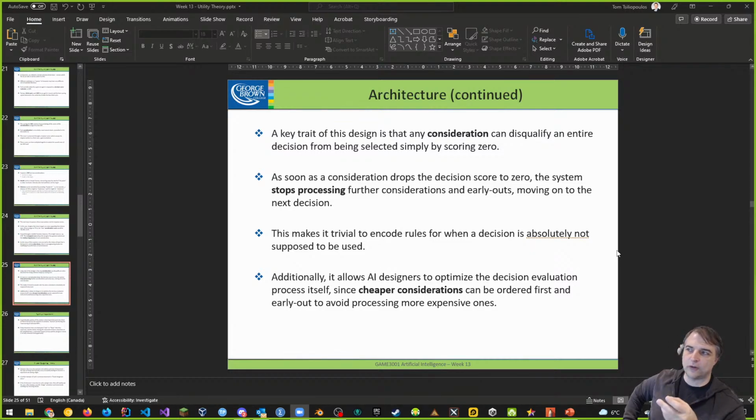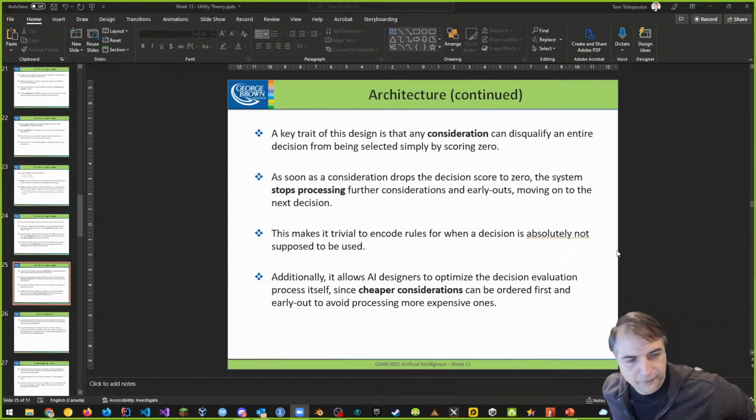Again, as soon as the consideration drops the decision score to 0, the system stops processing further considerations and early outs, which means we stop doing that thing. We don't even look at that thing anymore because it's 0. We're not going to look at that anymore. Moving on to the next decision.